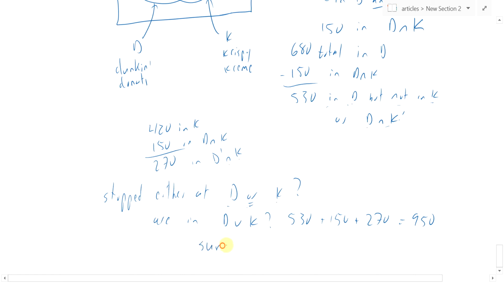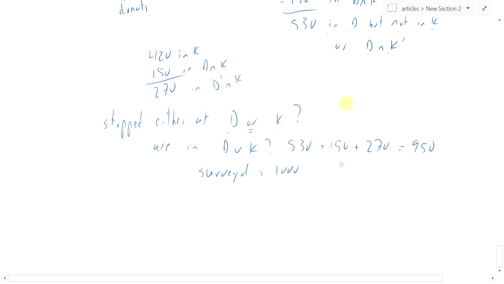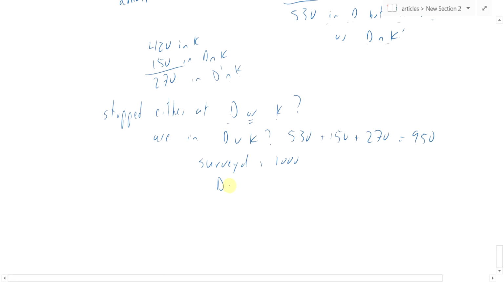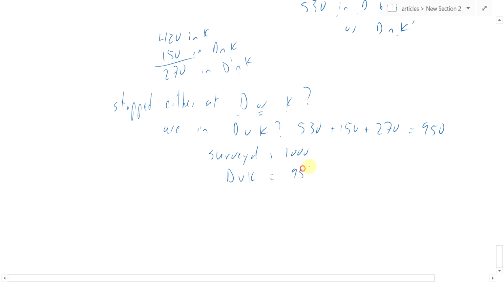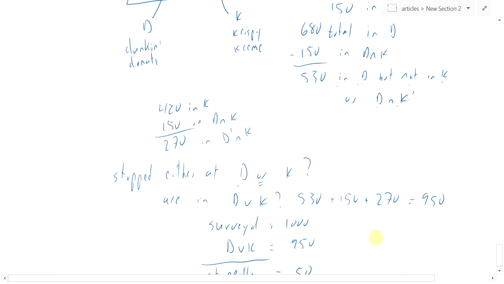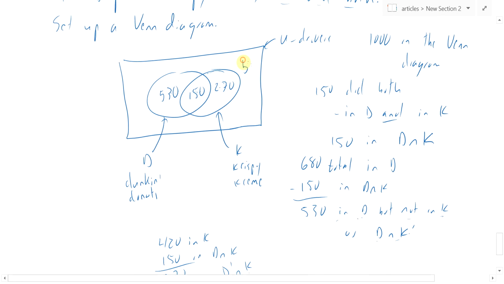They surveyed 1,000. How many stopped at either one? That's D union K, which is 950. How many people stopped at neither then? Well, that must be 50 people. And that fills out our Venn diagram. 150 people stopped at both, 530 stopped at Dunkin' Donuts but not at Krispy Kreme, 270 stopped at Krispy Kreme but not at Dunkin' Donuts, 50 people stopped at neither.